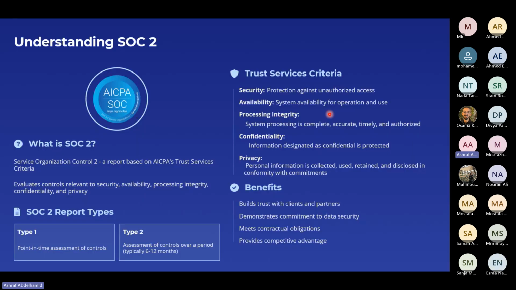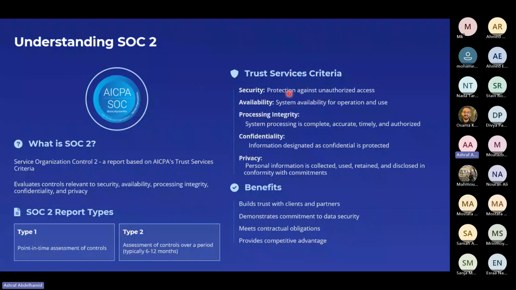If we look at the trust service criteria provided by the AICPA, we have five trust criteria. We have security, availability, processing integrity, confidentiality, and privacy. These are the five trust service criteria.